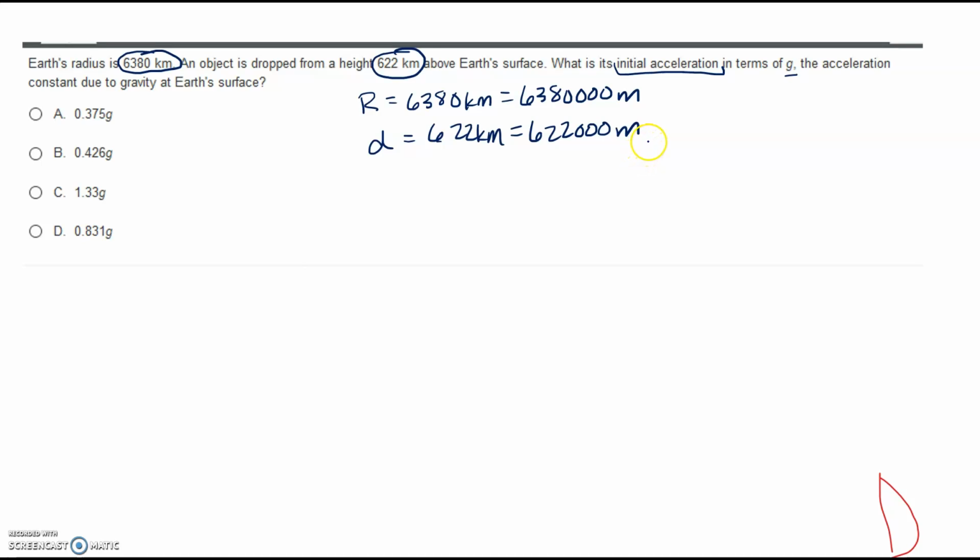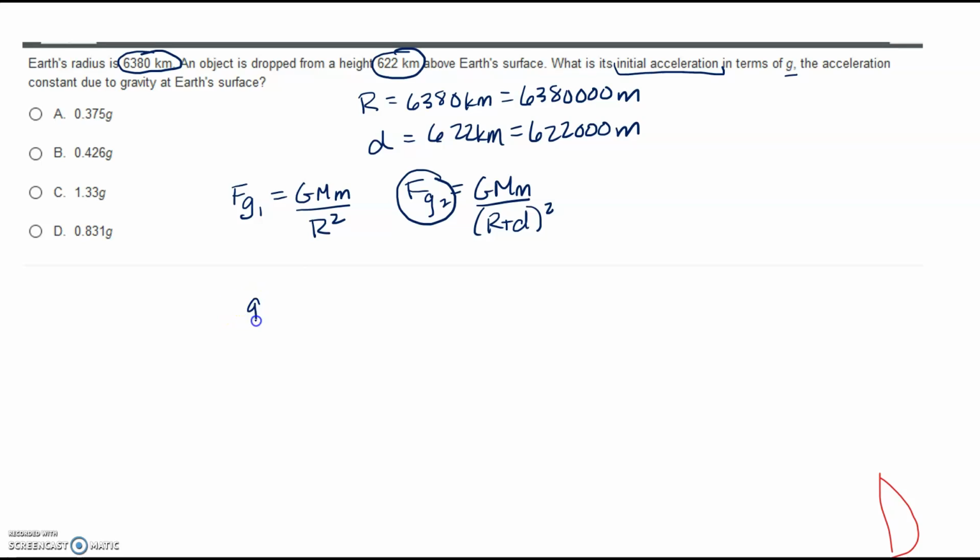This is pretty ugly. So what I did was I said, okay, FG1 is equal to GMM over R squared. And then FG2 is equal to GMM over R plus D squared. And I divided them. So I'm looking for this one.